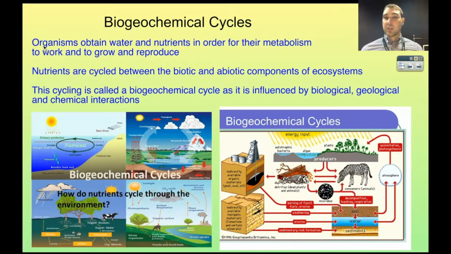All organisms need water and nutrients in order for their metabolism to work so that they can grow and reproduce. Nutrients are cycled between biotic and abiotic components of the ecosystem. This cycling we call a biogeochemical cycle, as it's influenced by biological, geological and chemical interactions.